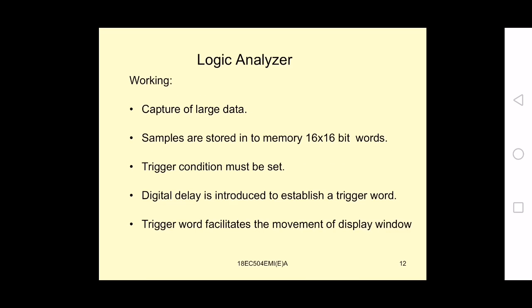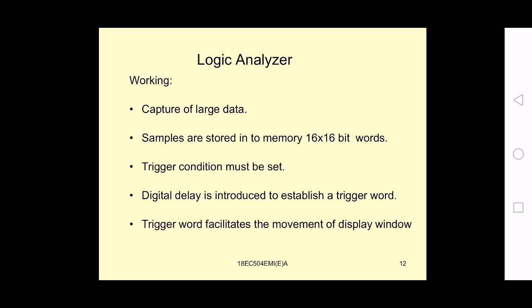Next, we can capture a large amount of data. This large amount of data will have samples stored in memory in terms of 16 by 16 bit words, which means you will have 16 rows and 16 columns.